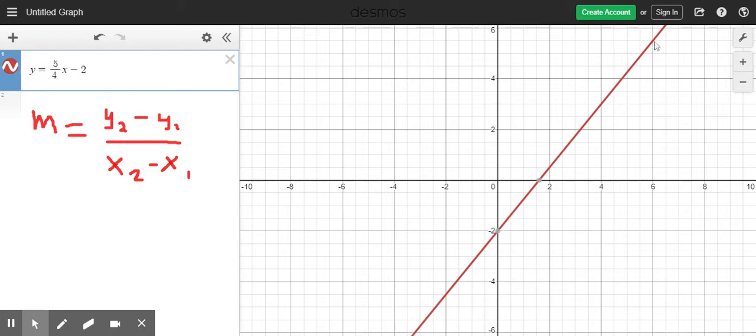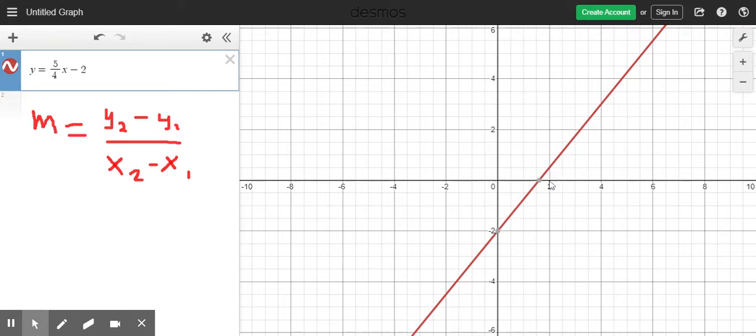Looks like we've got a lattice point at 6 and 5.5. So go ahead and jot that point down. We know we have 0, -2 is our y-intercept. Is when x is 0, the y is the y-intercept.